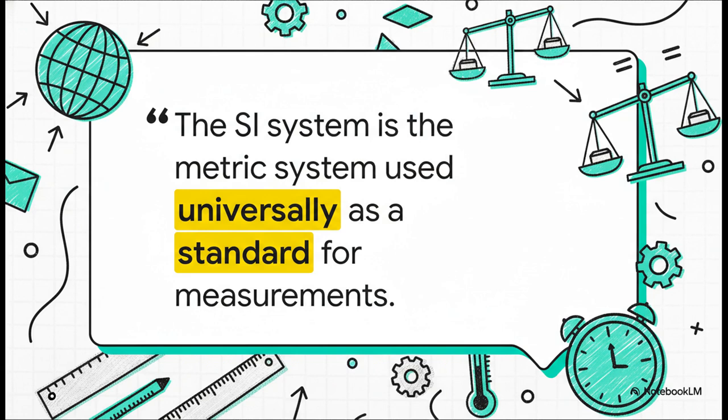The world of science settled on the International System of Units, or as it's better known, the SI system. This is the universal rulebook. It's what makes sure that when a scientist in Tokyo measures a kilogram, it's the exact same kilogram a scientist in Buenos Aires is measuring. It's the absolute foundation of global science.